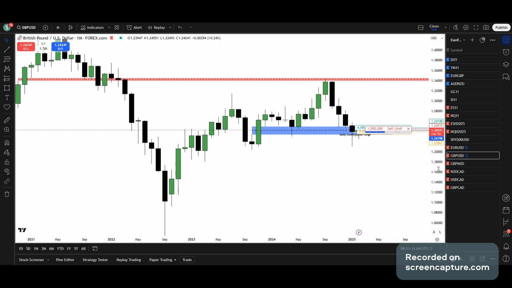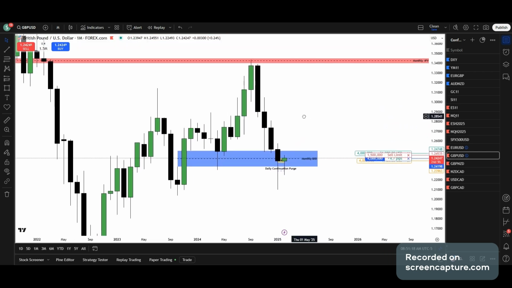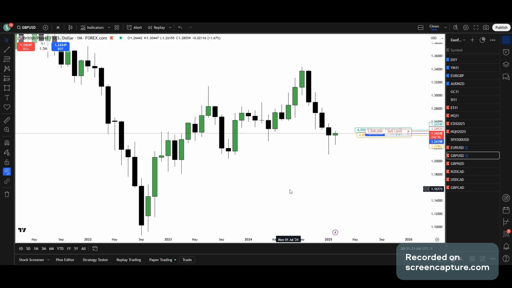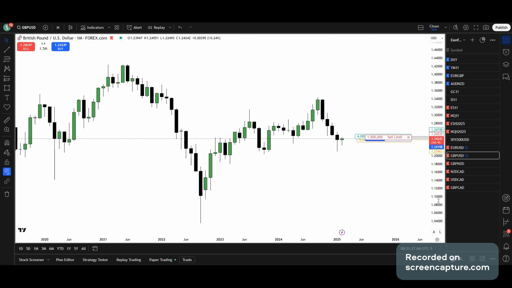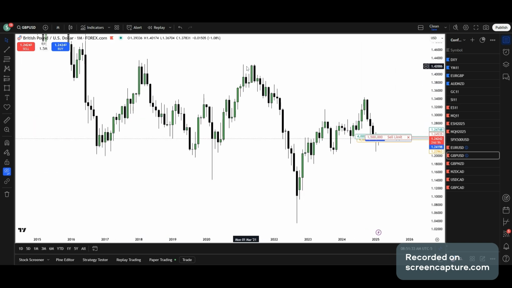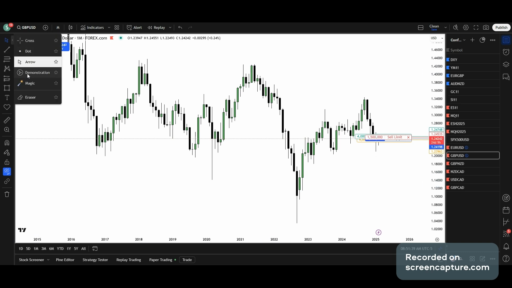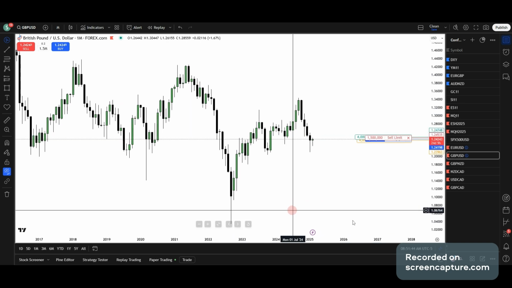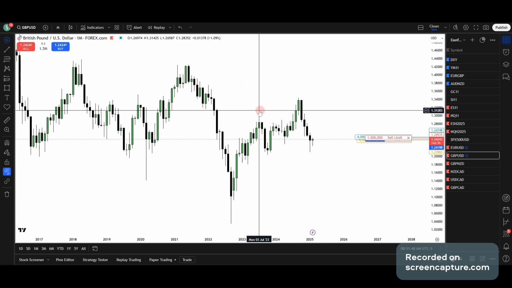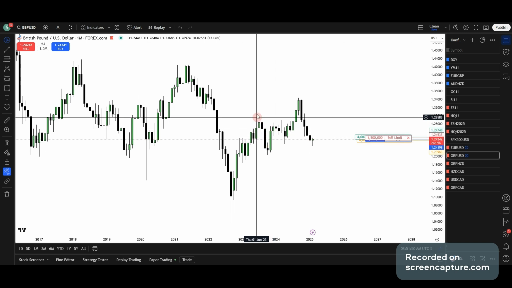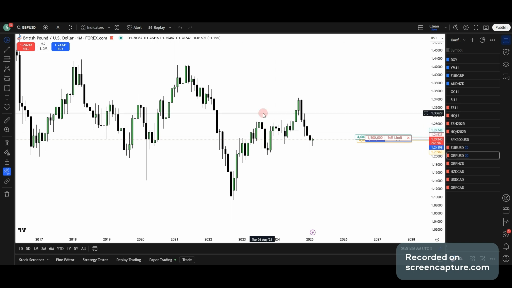Okay, so here we go. We've got pound dollar here on the monthly chart, and I'll take these drawings off here temporarily. Essentially what we have here is this huge range from high to low, and within that range, we have this smaller range from high to low right here. So that's our current range that I was working within to see how price would behave within it.